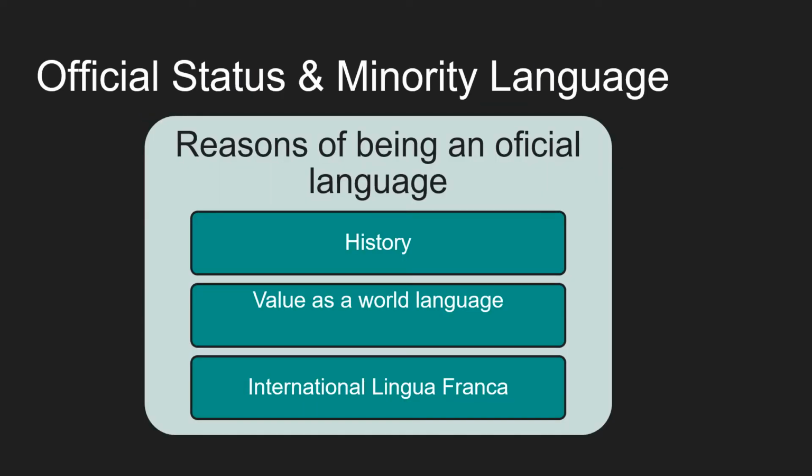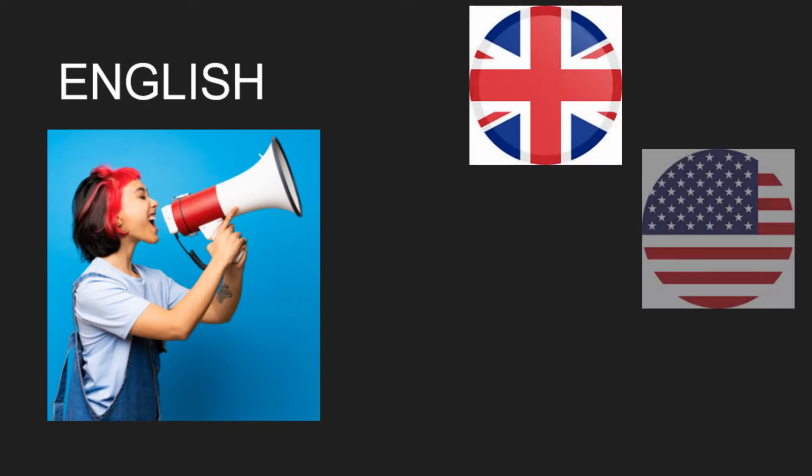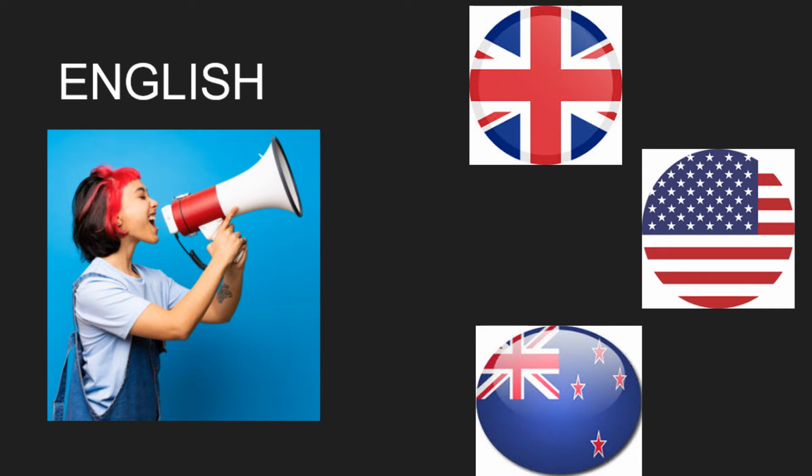Reasons for being an official language: history, value as a world language, and international lingua franca. The official status is often shared with indigenous languages. And speaking of official status, English is well known to be spoken in England, the USA, and New Zealand, but surprisingly, it isn't legally an official language of these countries. It hasn't been considered necessary to legislate that the language of the majority is an official language.